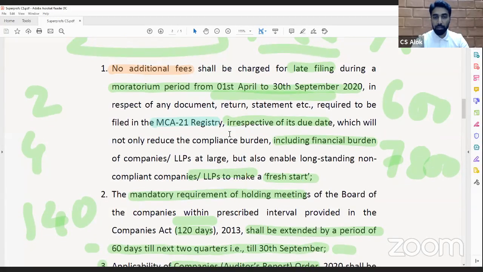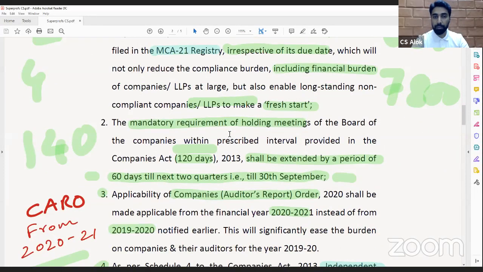Then we talk about the mandatory requirement to hold board meetings, which is a period of 120 days. Now we will be giving an extra 60 days. So if you see here, the gap between board meetings shall be extended by 60 days, till the next 2 quarters, till 30th September. So you don't have to worry about the maximum gap of 120 days. Now it can be 180 days. Why? Because people are not able to go to office, companies are not able to function. So how will you do a board meeting?